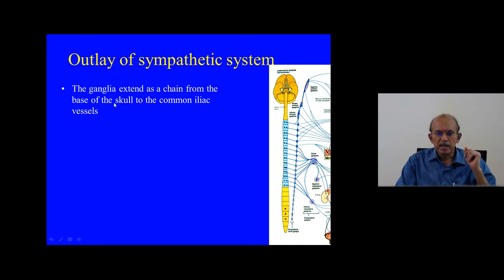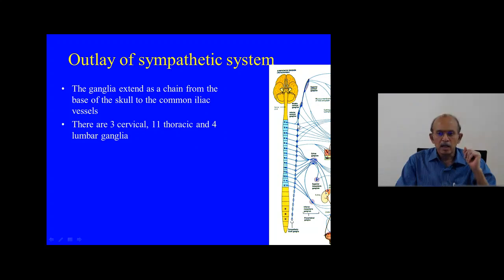The ganglia extend as a chain from the base of the skull to the common iliac vessels. There are 3 cervical, 11 thoracic, and 4 lumbar ganglia. You can see here, there are 3 cervical. They are large. This is the superior cervical ganglion, this is the middle cervical ganglion, this is the inferior cervical ganglion.